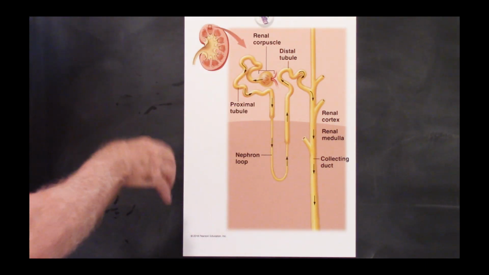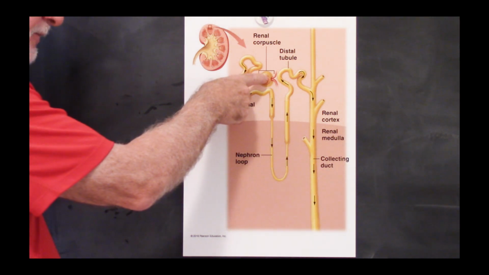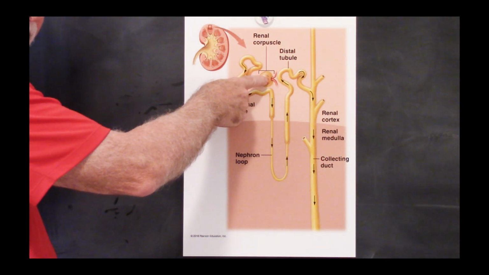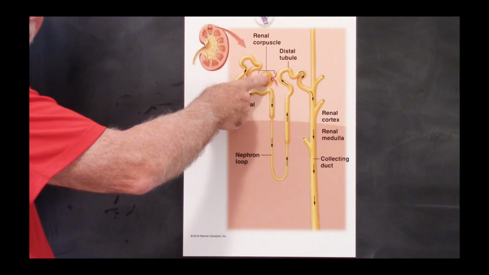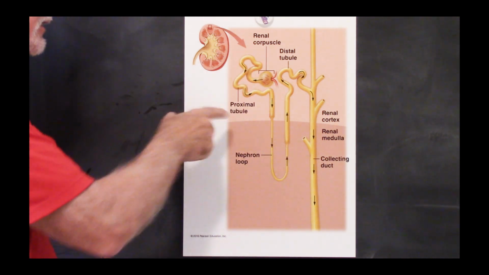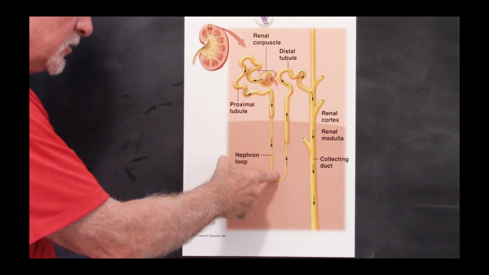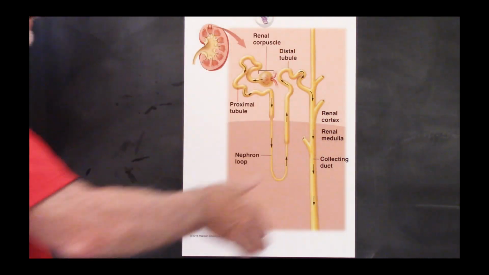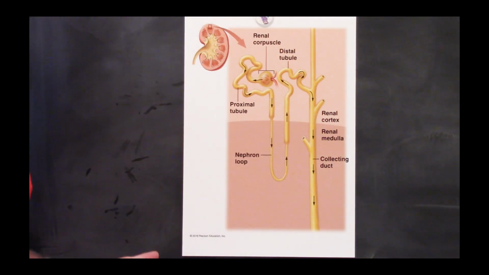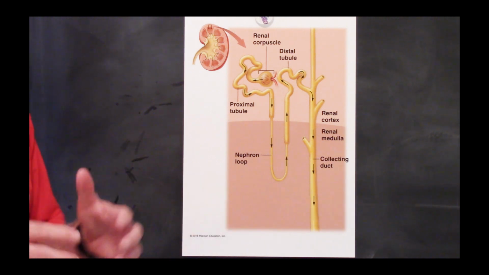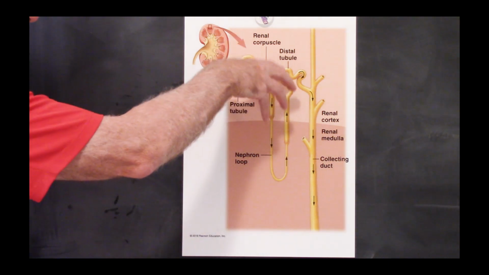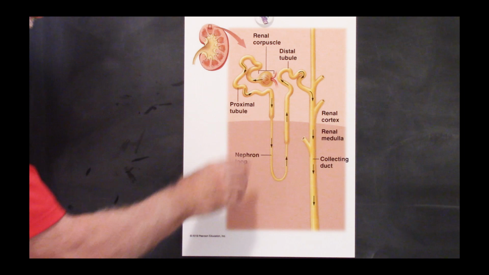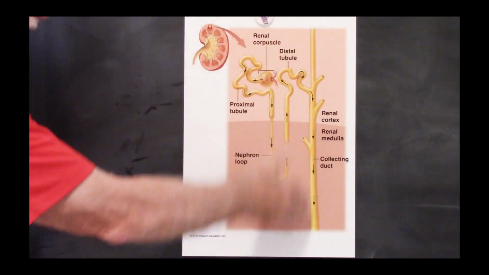So the nephron consists of a glomerular capsule and the glomerulus. Together they're called a renal corpuscle. And the renal tubule consists of the proximal tubule, loop of Henle, and the distal tubule. The collecting duct is not part of a nephron. It's a structure shared by many nephrons, because the distal tubules of nephrons empty into a collecting duct.